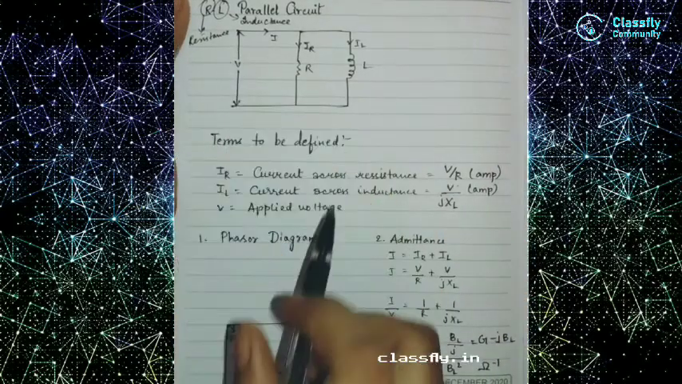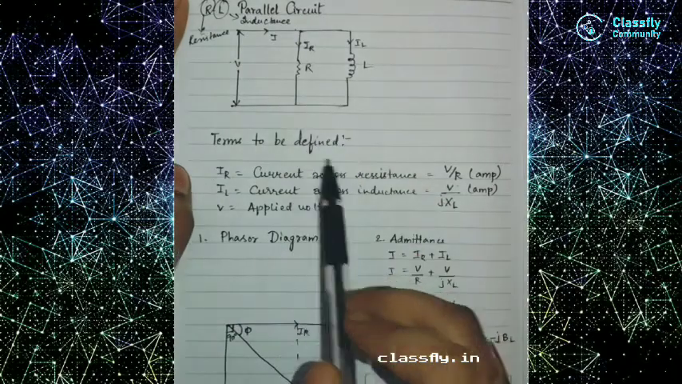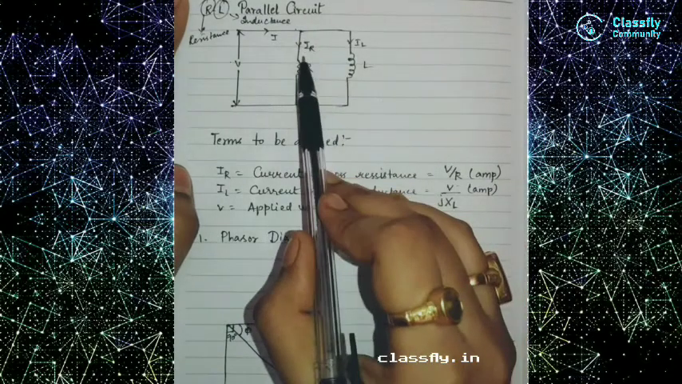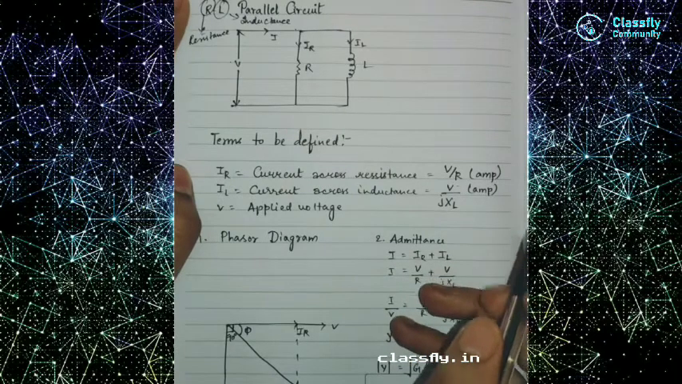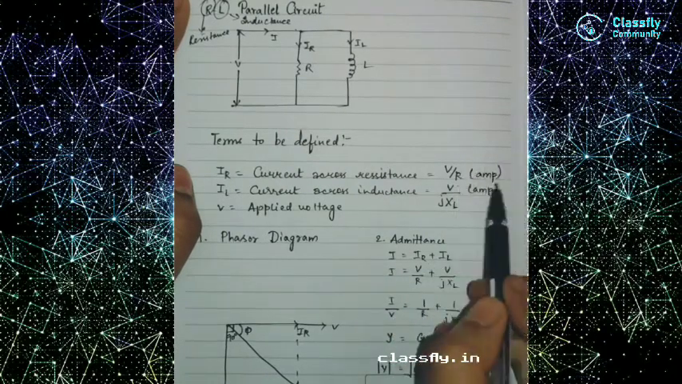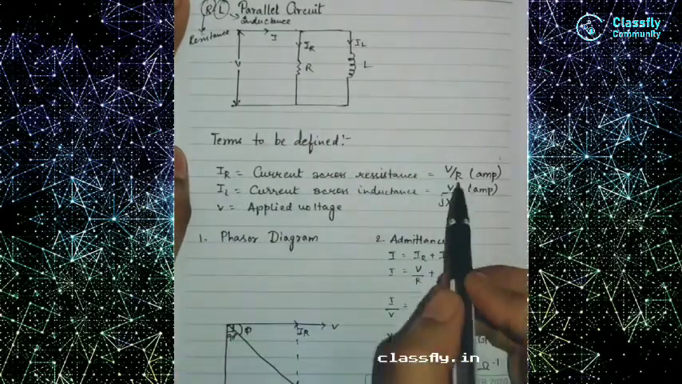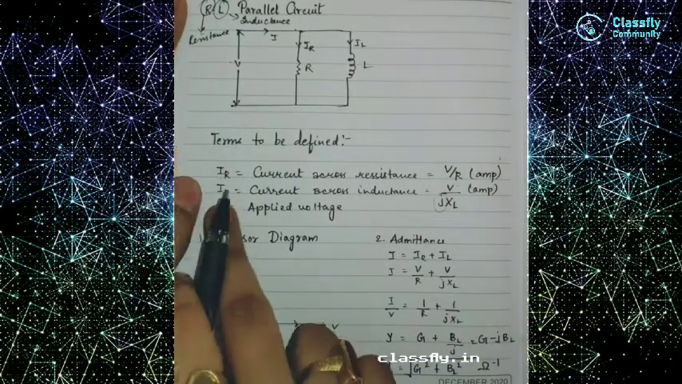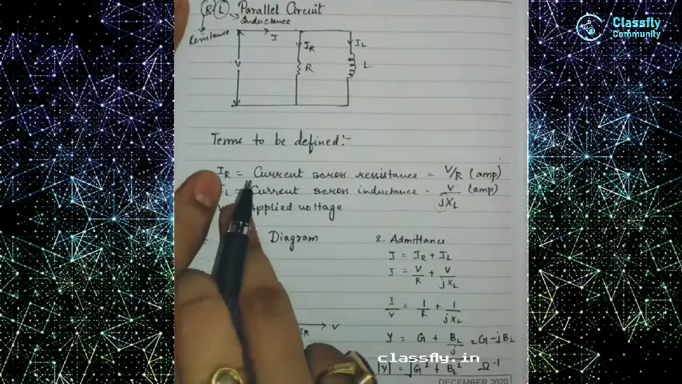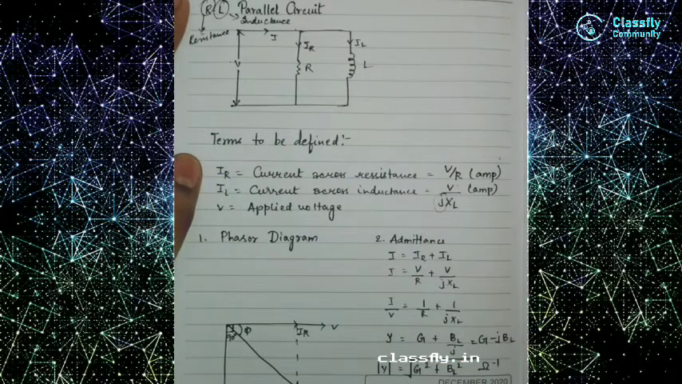So this V is our applied voltage. This will be the current across resistance, and we denote the current as V by R. According to Ohm's law, V equals IR. So for current it is V by R, and its unit is ampere. Similarly, the current across inductance will be V by jXL, and the j in the denominator shows that the current will lag by 90 degrees from the voltage, as we are taking the voltage as the reference.